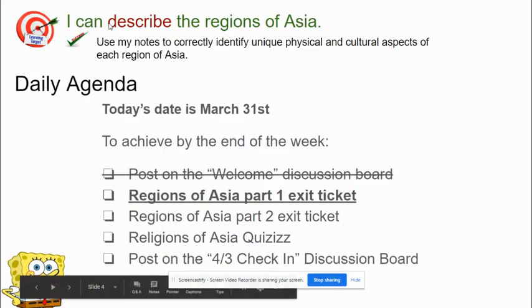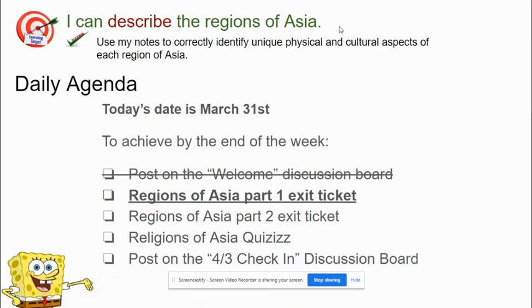Learning target for the day: I can describe the regions of Asia. Because this continent is so big, we're going to break it up into parts, and then we're going to study each part as like a mini unit. You'll know you're successful if you can use your notes to correctly identify unique physical and cultural aspects of each region of Asia. Today is March 31st.